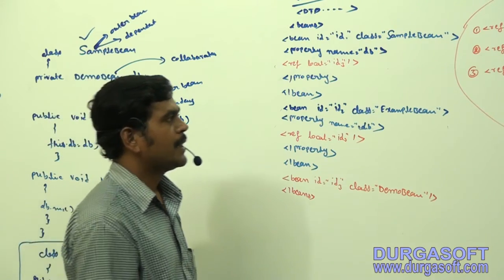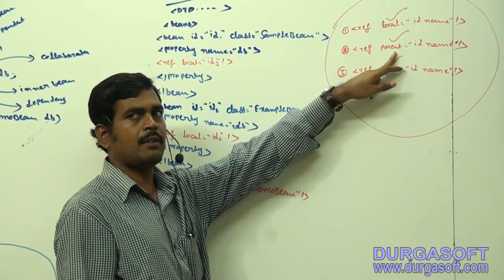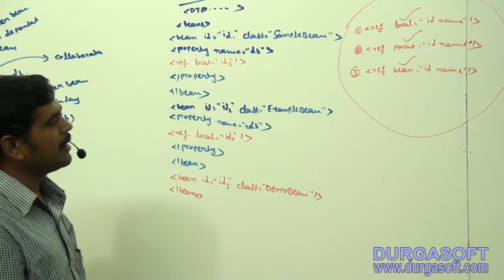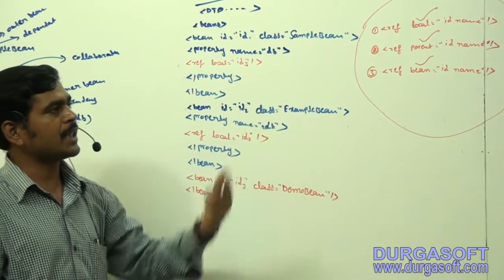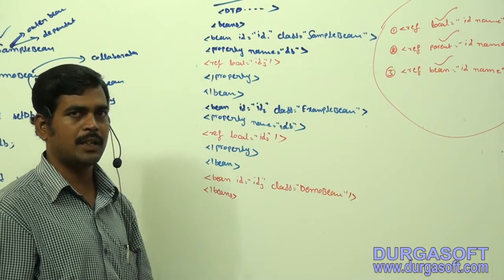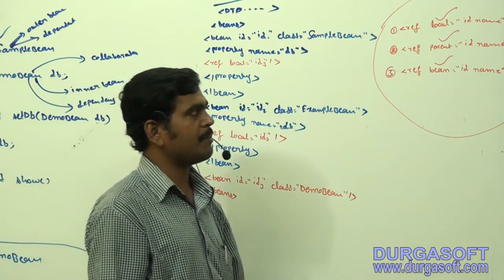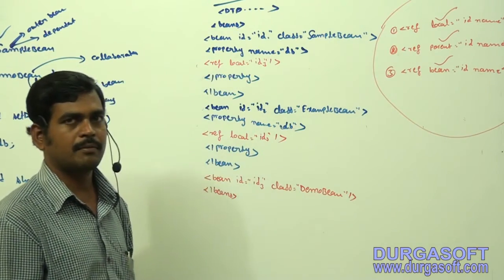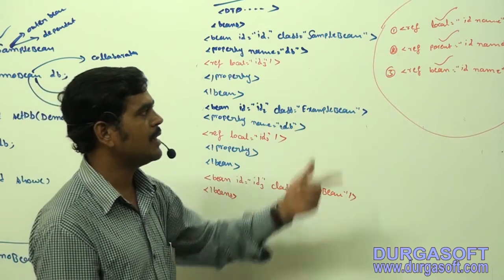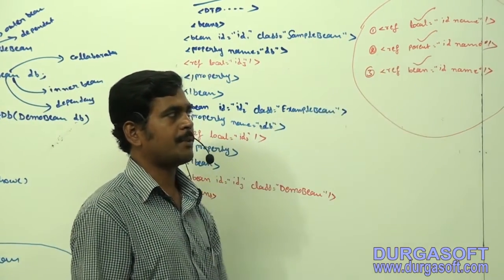See now here, instead of local, whenever we are using the parent, the Spring container doesn't look within this XML file. The Spring container always looks to the other XML files. Don't worry, in the next class we will see what the other XML file is. So now the Spring container is always looking to the other XML files, but not the same XML file. It never looks to the same XML file while creating an object. It always looks to the other XML files. That is the purpose of the parent attribute.